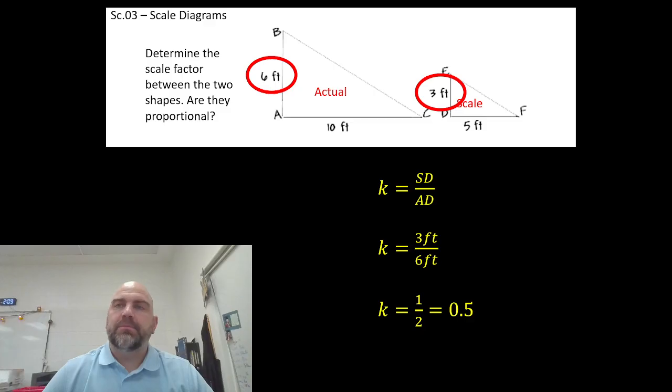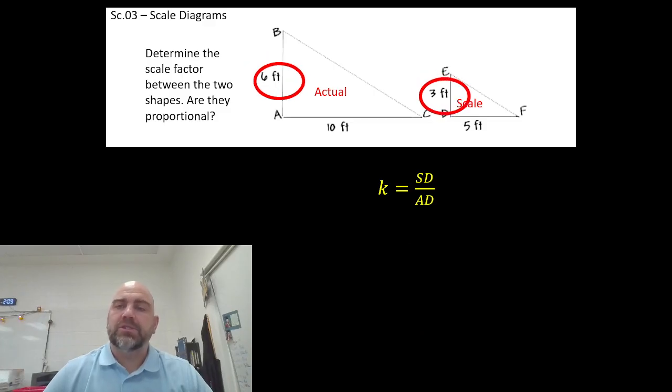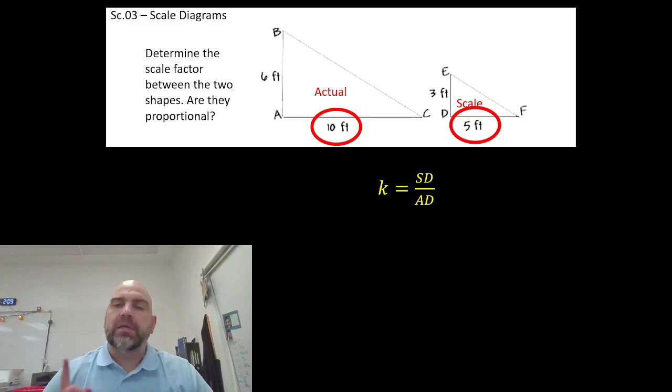And you're like, hey, Mr. Barkman, what if we'd use the other ones? That's a good question. Let's use the other ones. There we go. Same thing, scale, actual. 5 divided by 10 is 0.5.